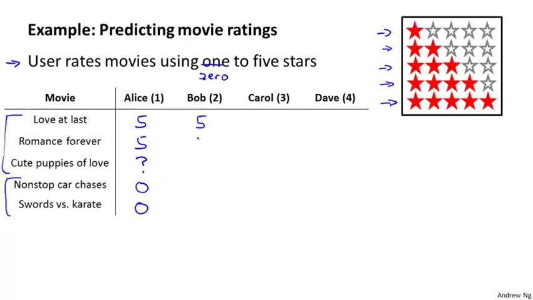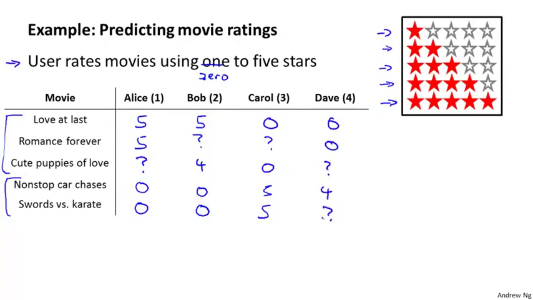Maybe he likes Love at Last, did not watch Romance Forever, gives that a rating of 4, a 0, a 0. And maybe our third user rates a 0, did not watch that one, 0, 5, 5. And let's just fill in some of the numbers.